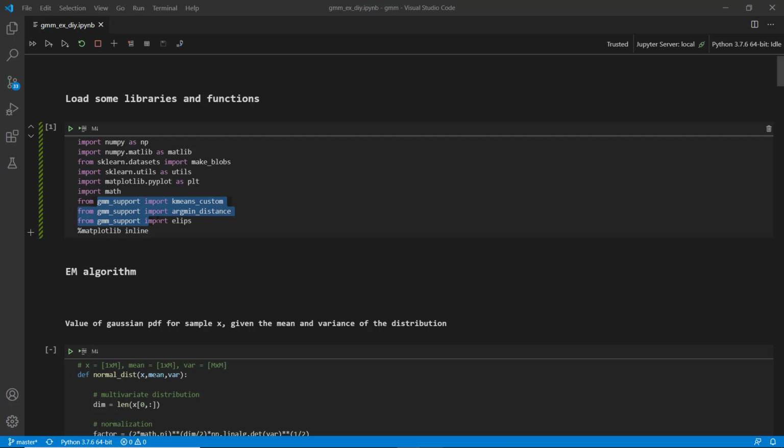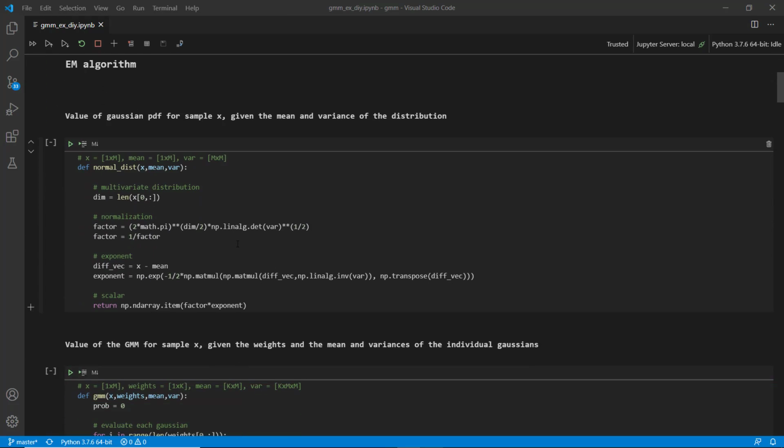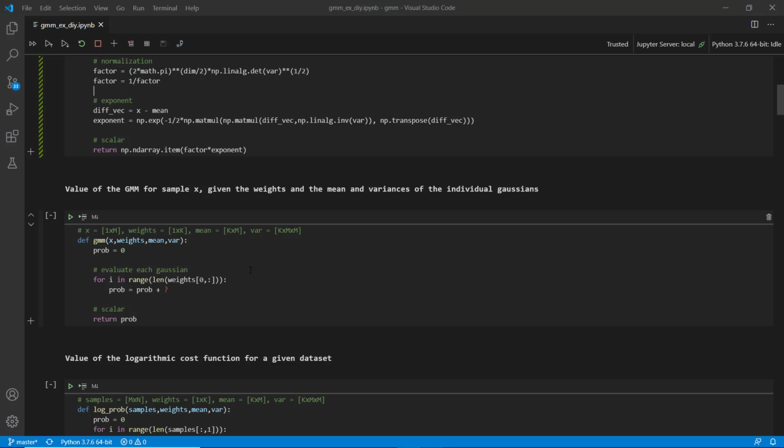The first thing we need for the EM algorithm, or for GMMs in general, is a function that, for one feature vector, gives us back the value of a Gaussian or normal distribution given means and variances. This is the first function. And then the second function computes the value of a GMM given a feature vector and the weights, means, and variances.